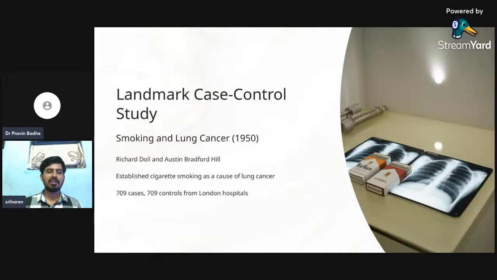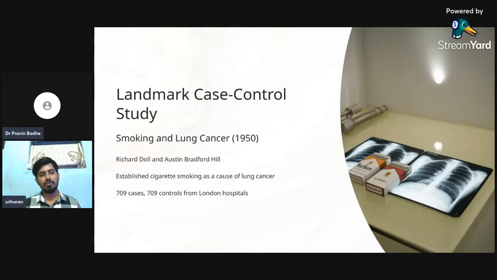Here the landmark case control study is smoking and lung cancer. The study was in 1950, by Richard Doll and Austin Bradford Hill, establishing that cigarette smoking causes lung cancer. This study started with the lung cancer outcome and ended with the exposure, smoking, with 79 cases and 79 controls in London hospitals.